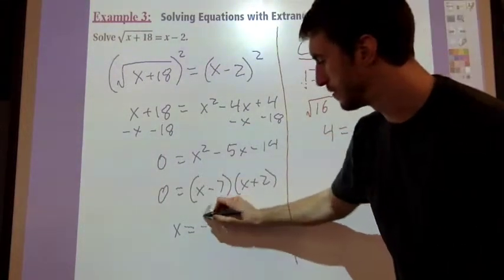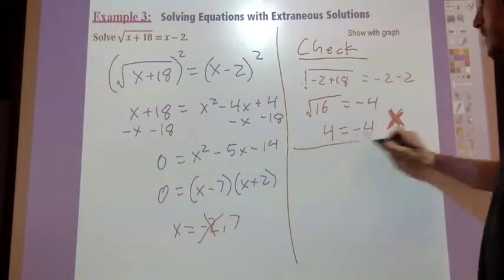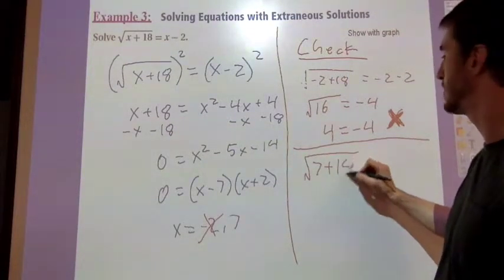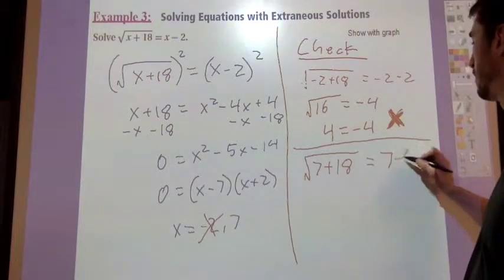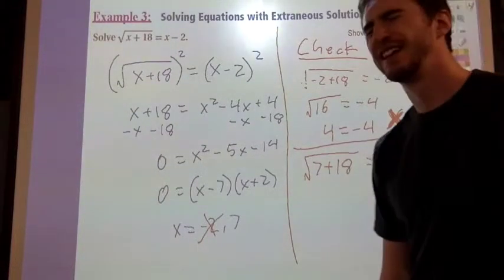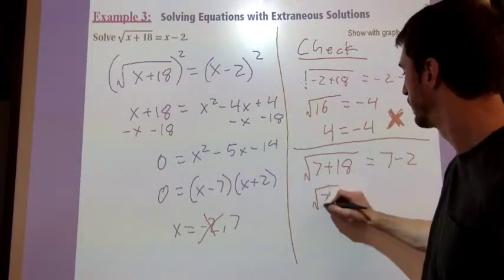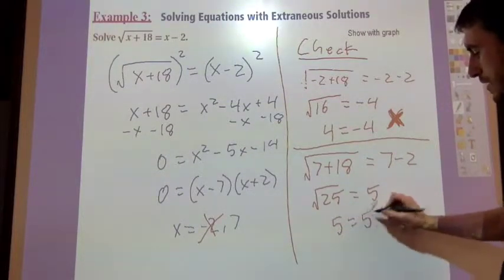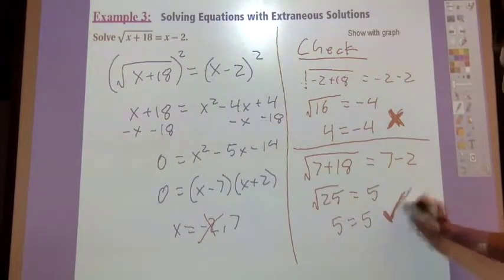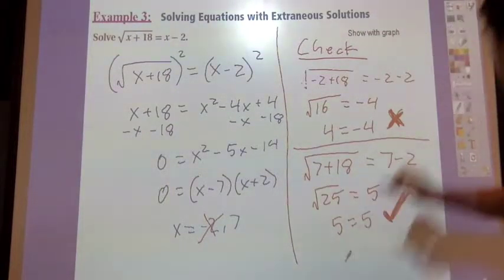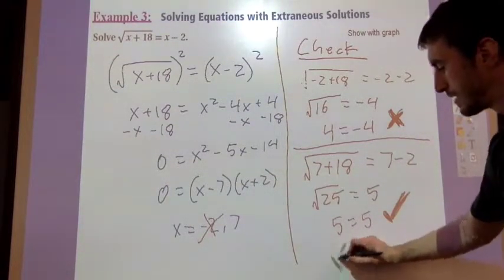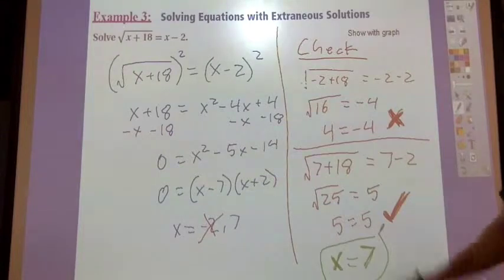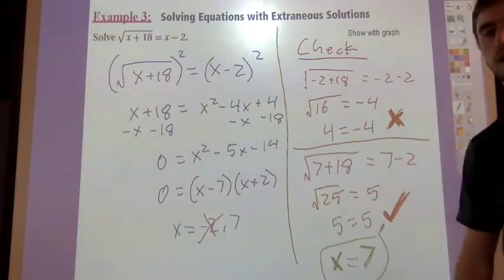When I plugged in negative 2, that one does not work. Let's try 7, okay? So I've got the square root of 7 plus 18 equals 7 minus 2. 7 plus 18 is 25, so that's going to be the square root of 25 equals 7 minus 2 is 5. 5 equals 5. Yes, it does, so this is going to be a check mark. Ding! So that means that my answer is then only x equals 7. Boom. Because x equals negative 2 was extraneous.